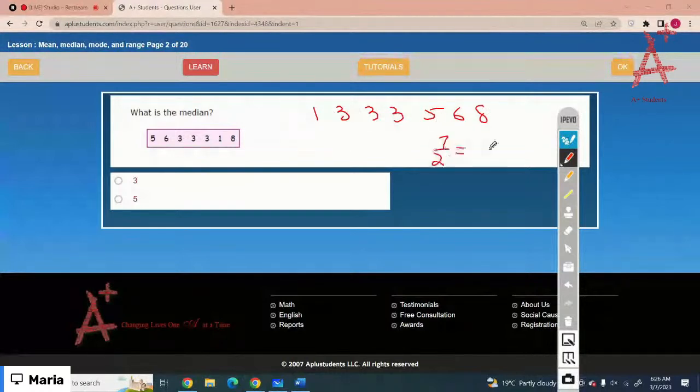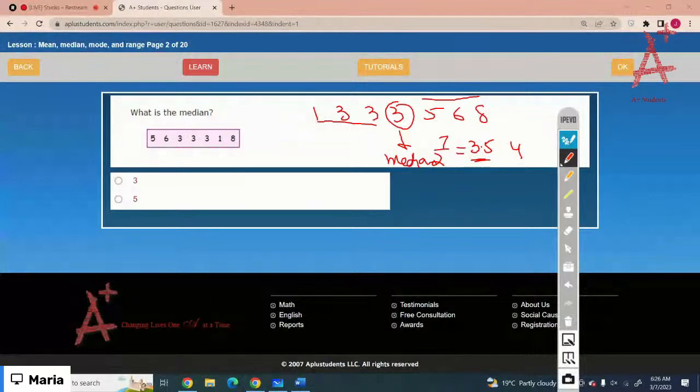7 divided by 2 is 3.5. When you round off 3.5, it would be 4. That means the fourth number in the data, 1, 2, 3, 4, is the median of the data because it divides the data into two equal parts. Look at the data. Here you have three numbers and here you have three numbers. Got it? That means the middle one is the median.